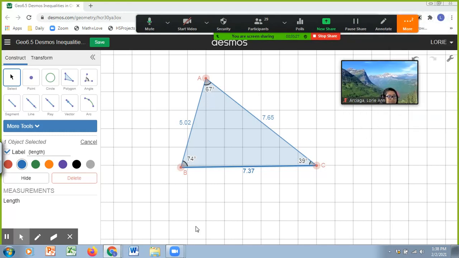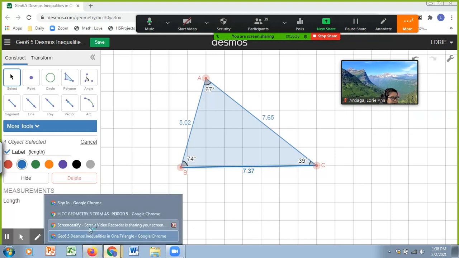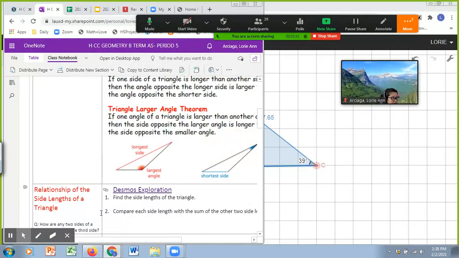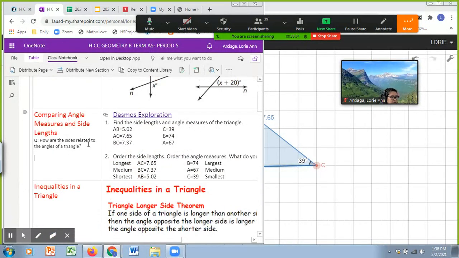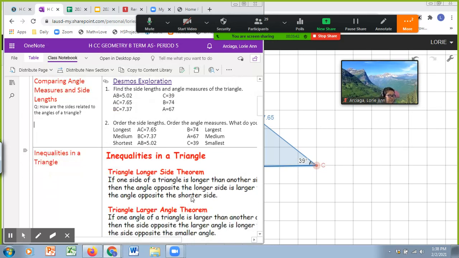What are we supposed to write? We're writing down the answer here. How are the sides related to the angles of a triangle? In other words, we're just writing a shorter version of these two theorems that we discovered.